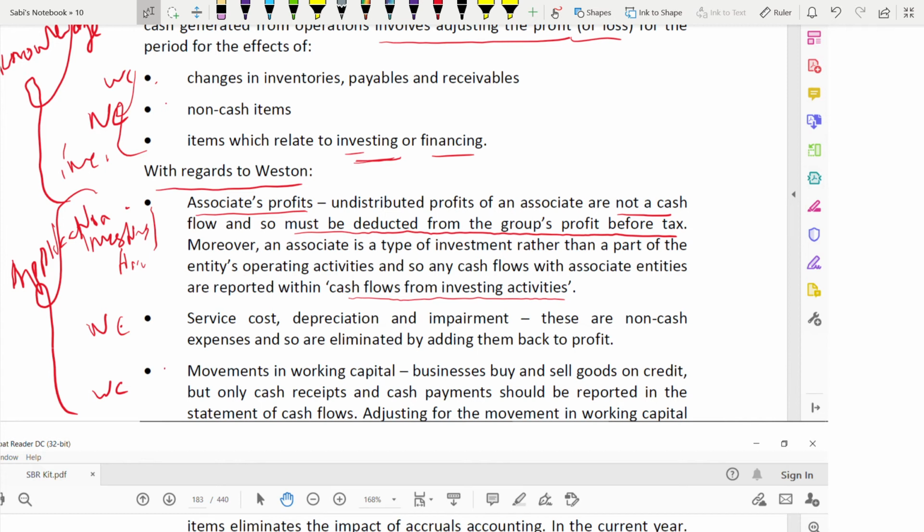Next is finance cost, depreciation, impairment. These are non-cash expenses and are eliminated by adding them back to the profit.